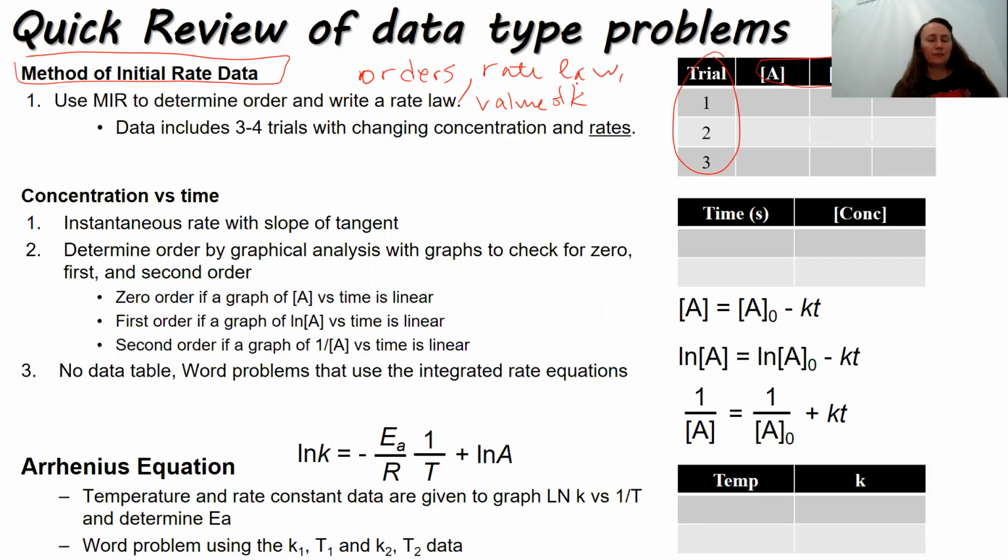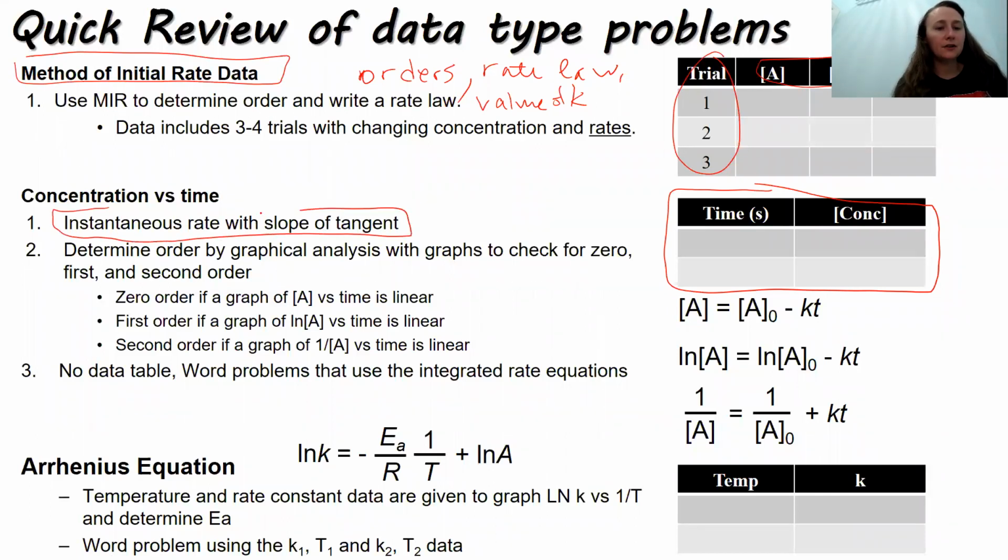All right. If you have this kind of data, this is our basic data for kinetics. You have a reaction, you measure the change in concentration over time. So previously we have done instantaneous rate with the slope of the tangent line. So you just graph it straight up, concentration versus time, and then draw the tangent line at a certain time to determine the rate at that particular time.